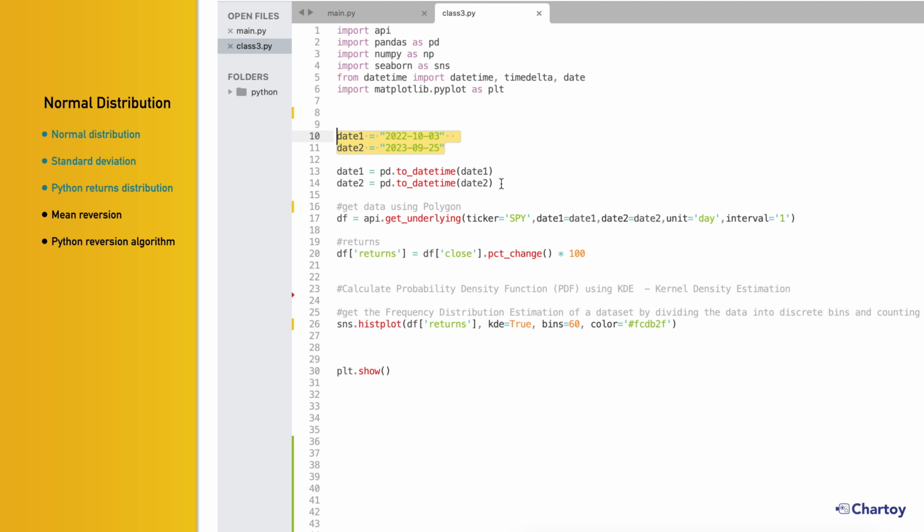So we start by defining the period, the dates period, as a string, and then we turn those two dates into objects because we work with objects here.